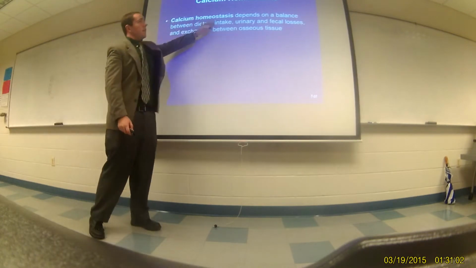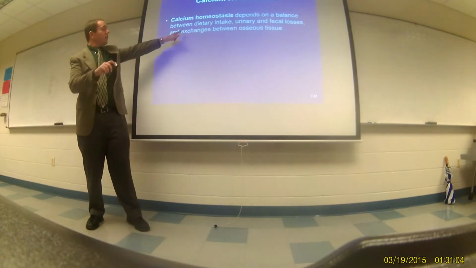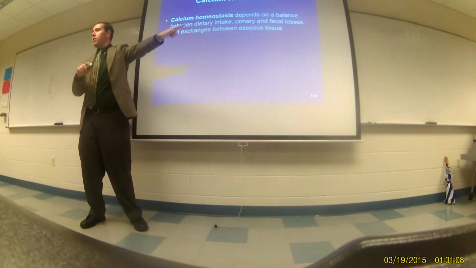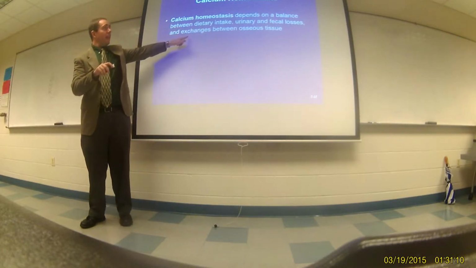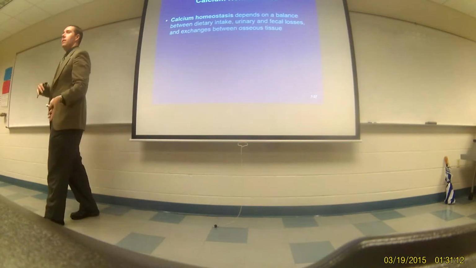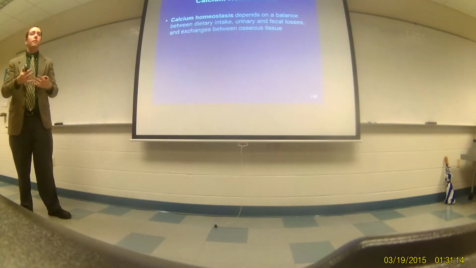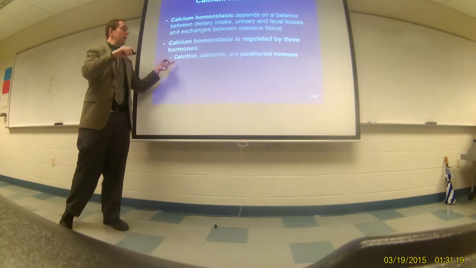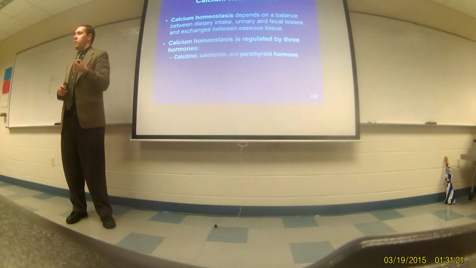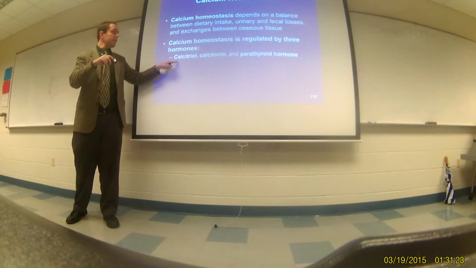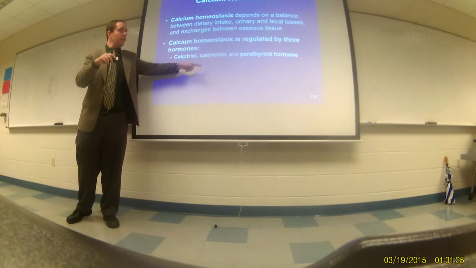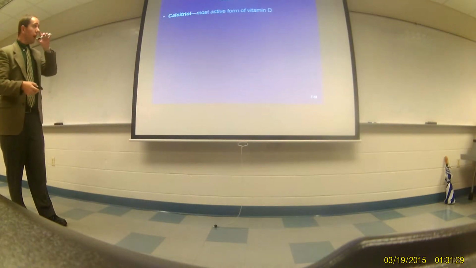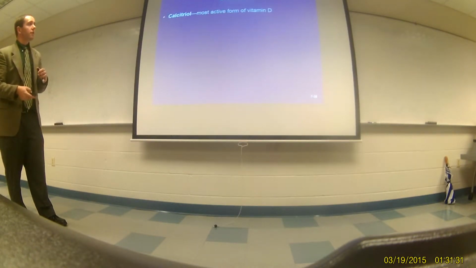And so this is going to be a complicated process. It's going to be a balance of how much we eat, how much we lose through urine and feces, and the balance between blood and bone. All of these things are happening at the same time. And there are going to be 3 hormones that play a big role in this. We'll talk about each one. There's calcitriol, calcitonin, and then parathyroid hormone. We're going to talk about calcitriol first.